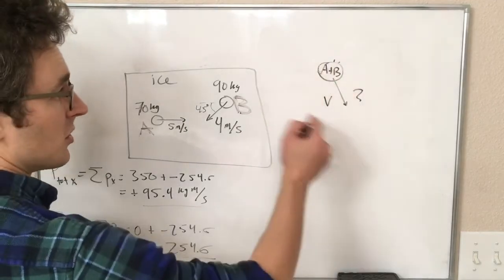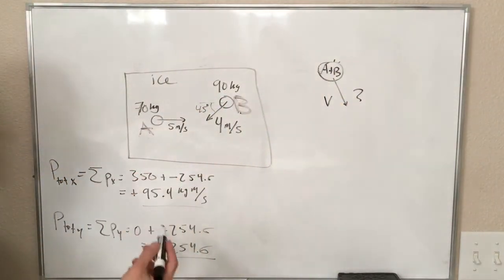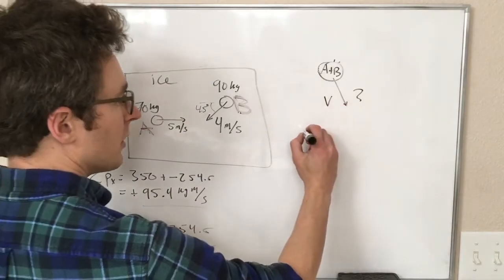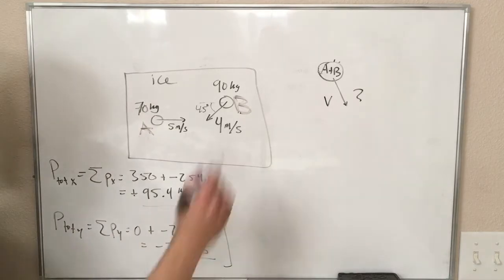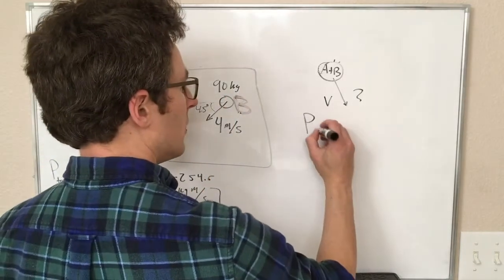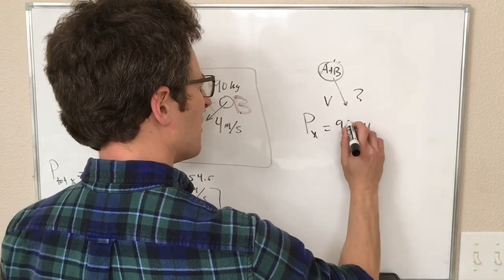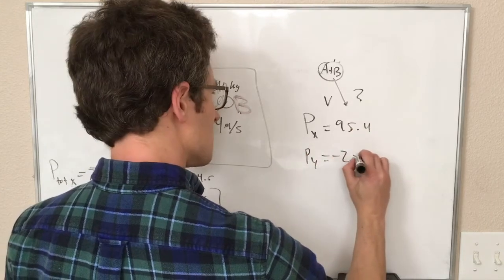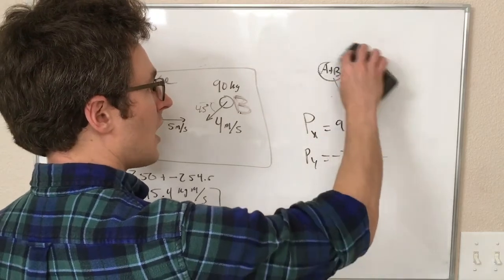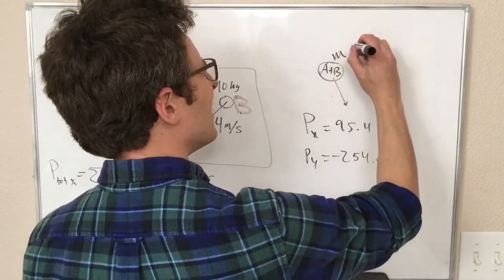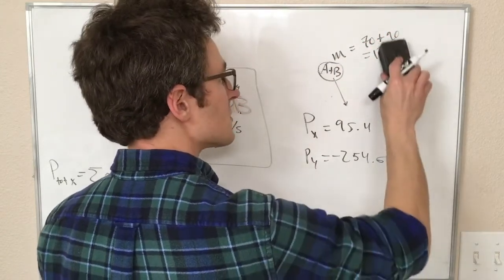So in other words, this picture is all that's going on at the end. The momentum here has to match the momentum here. Whatever velocity we have here has to match the fact that these are our two momentum components. So for this final picture, we now know Px is equal to 95.4 and Py is equal to minus 254.6. And these are coming from a single object with mass 70 plus 90 equals 160 kilograms.